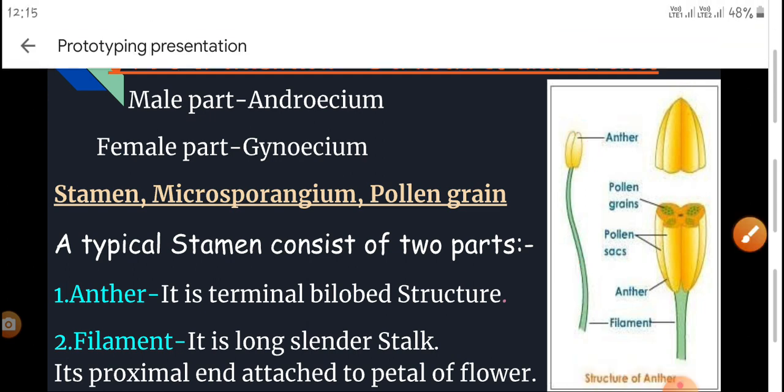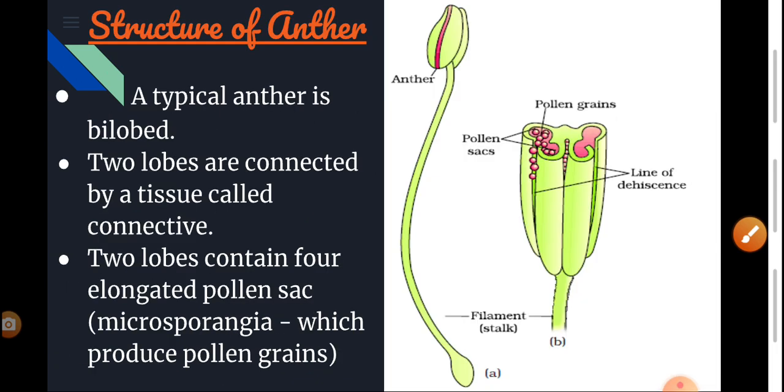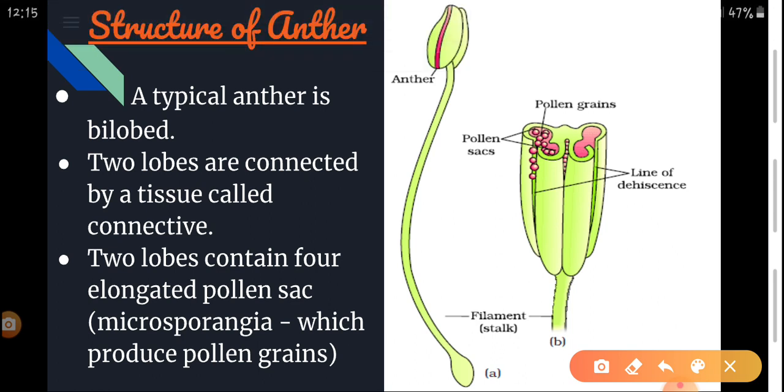Now we will see the detailed structure of the anther. Already I told you the anther is bilobed in structure, connected by a tissue known as connective. Here the connective tissue is present, and the two lobes contain four chambers, 1, 2, 3 and 4. All four chambers are known as microsporangium, and the chamber has the pollen grains, which are called microsporangia.